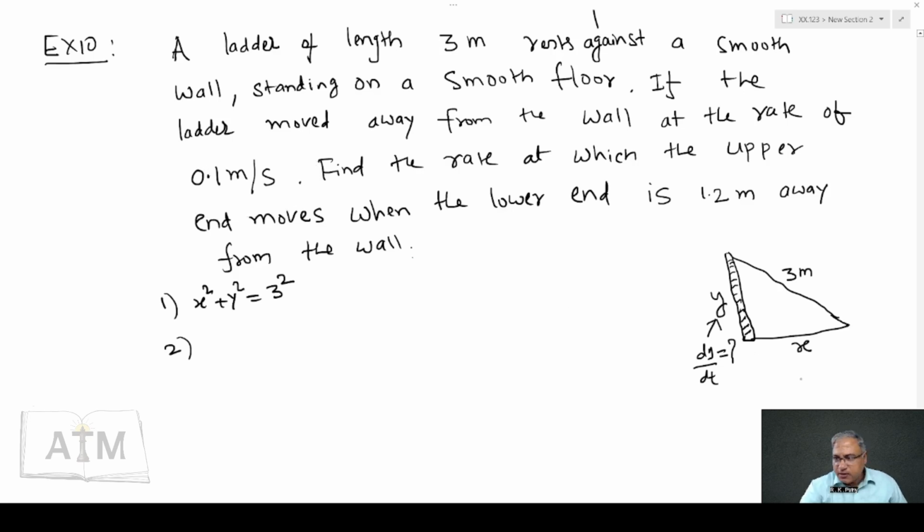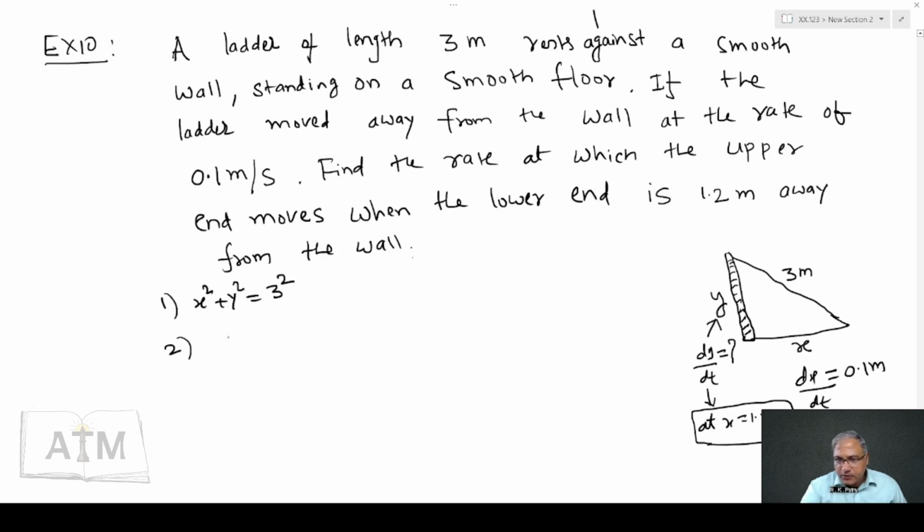That means dx by dt is given. dx by dt equals 0.1 meter per second, and we need to find dy by dt at x equals 1.2 meter. So when x equals 1.2 meter away, what is the value of dy by dt?